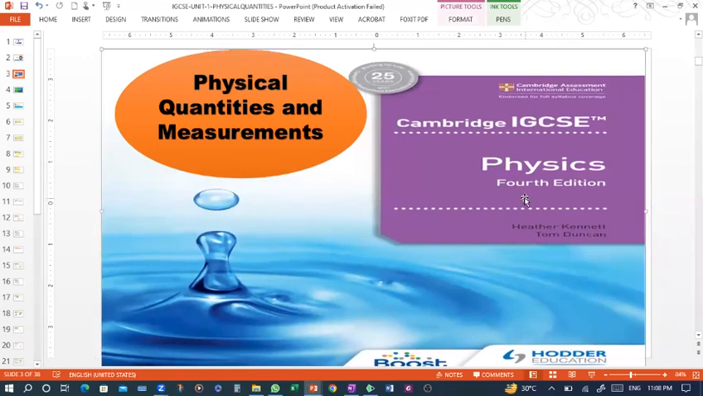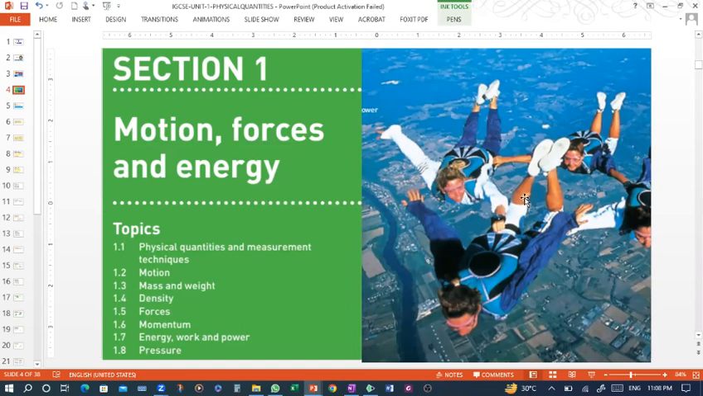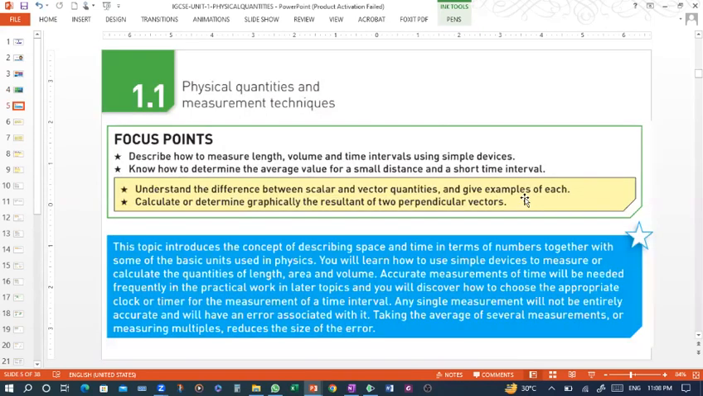Its first topic, what we are going to discuss, is physical quantities and measurements. When we talk about physical quantities and measurements, that is a topic which deals with what we measure in our daily life. In this topic, we are going to understand the difference between scalars and vectors, with examples, and then calculate and determine the graphical and resultant methods of two vectors which have mutually perpendicular components. And then we will talk about some physical quantities over here.